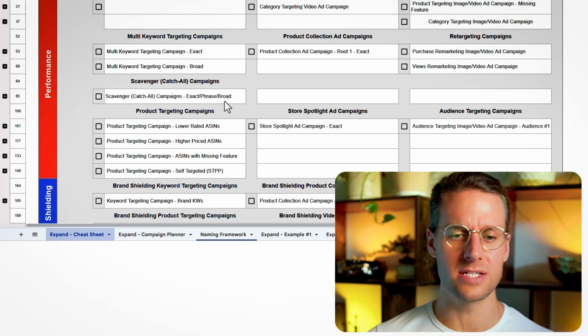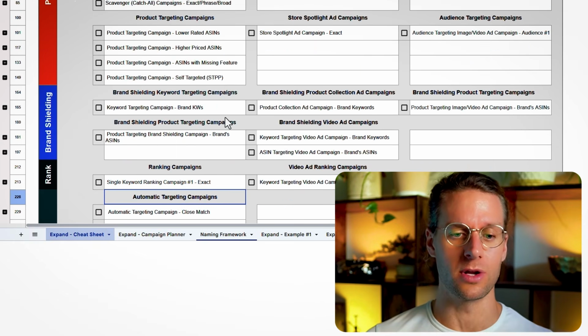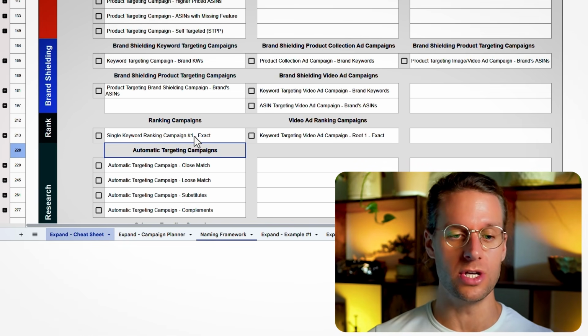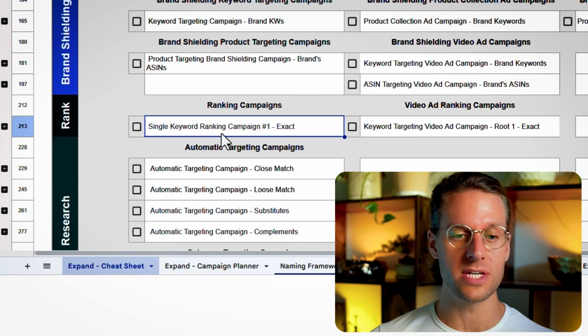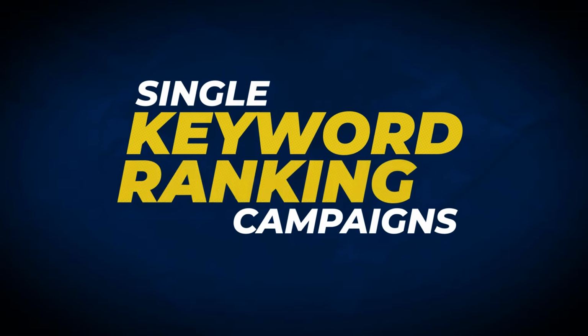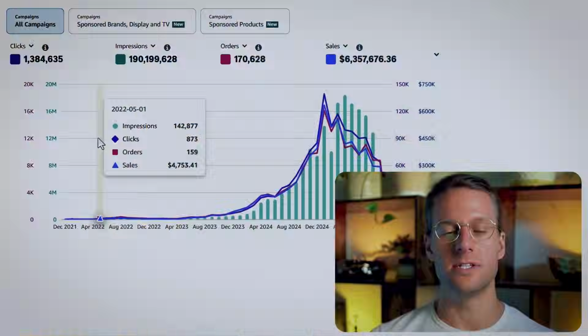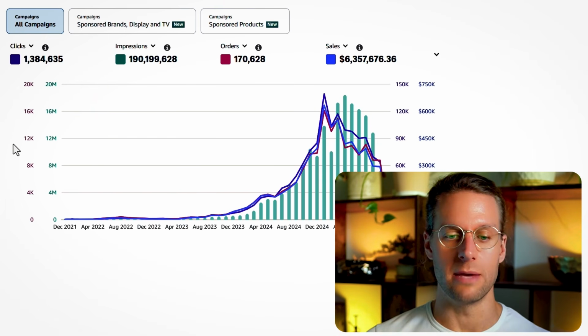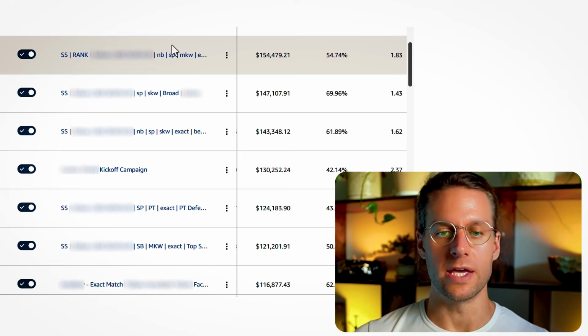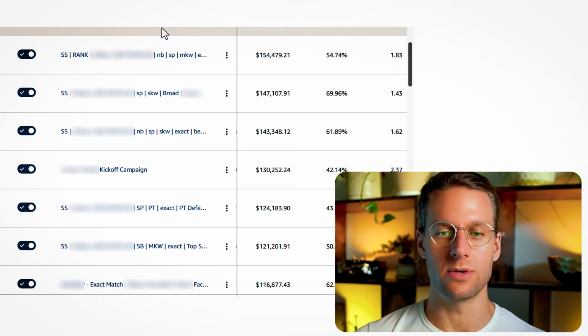Let's take a look at the next very important campaign type that we're going to learn how to optimize. Here in the cheat sheet, you can find it here, which is the single keyword ranking campaign with one keyword geared towards driving ranking for that keyword. Now, this is a very important campaign type, so let's go down to one right now. Okay, here's a ranking campaign right here, a single keyword ranking campaign.